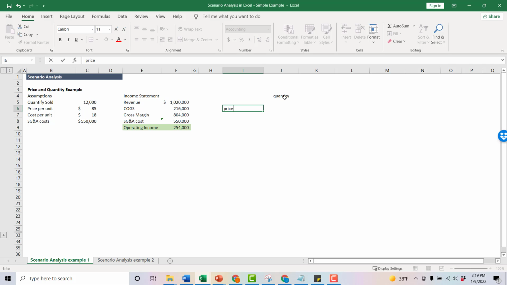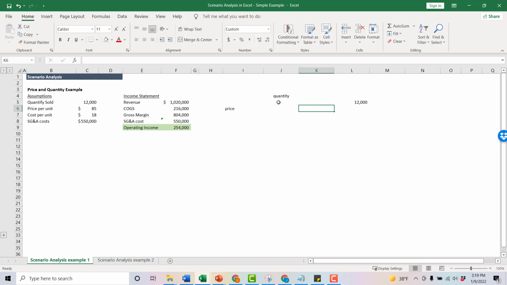So we're going to label these two axes. What does that look like for us? So quantity, let's scroll over a couple. In our quantity sold, let's say that's 12,000. That's our base case. So we're going to use this as the middle here.